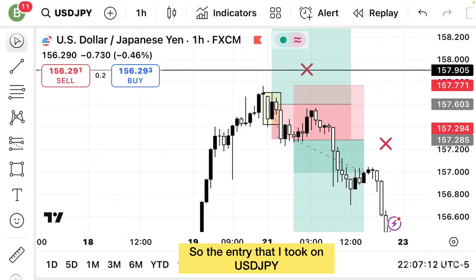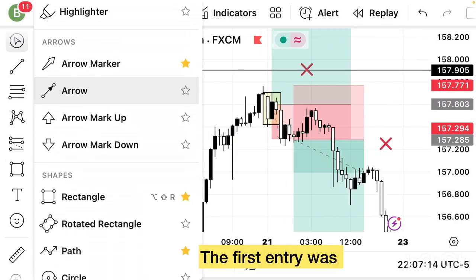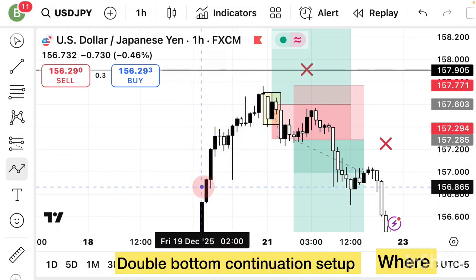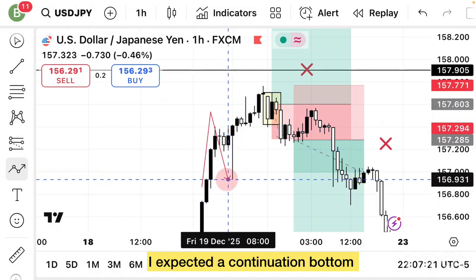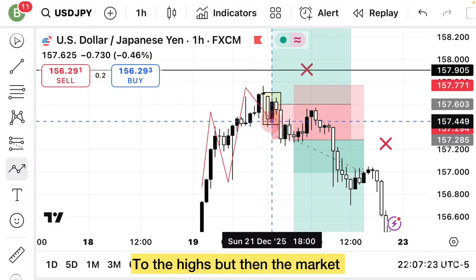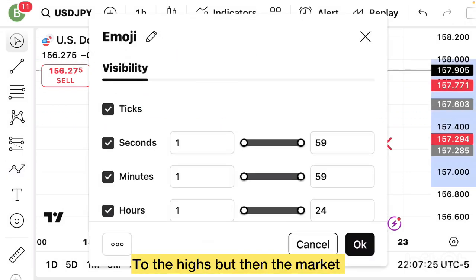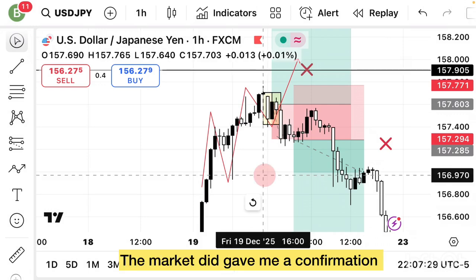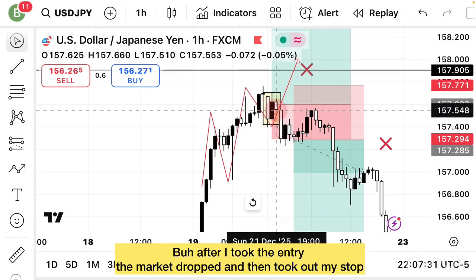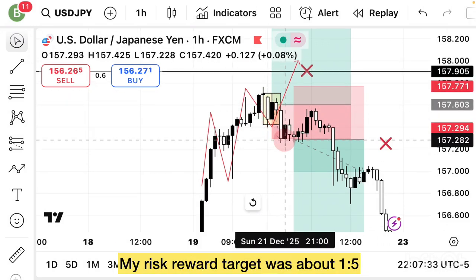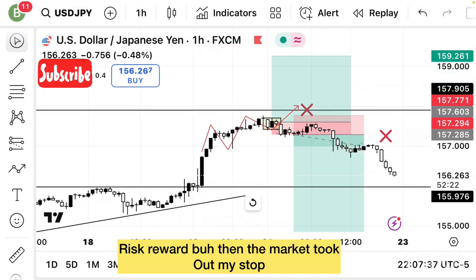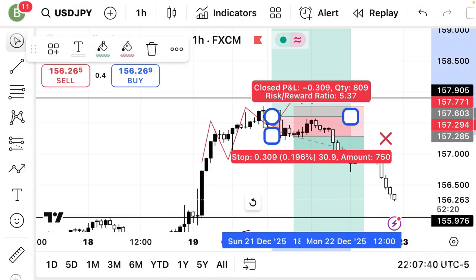So the entry that I took on USDJPY, the first entry was a double bottom continuation setup where I was expecting a continuation bottom to the highs, but then the market did give me a confirmation. The market did give me a confirmation. After I took my entry, the market dropped and then took out my stop. My risk reward target was about 1 to 5 risk reward, but then the market took out my stop.